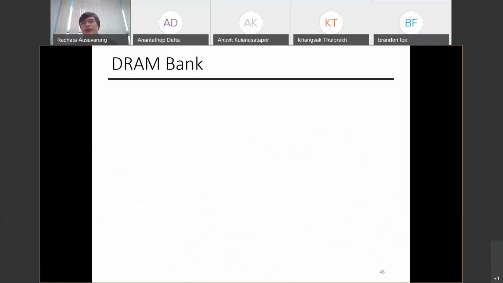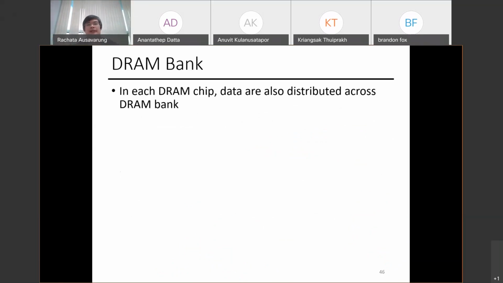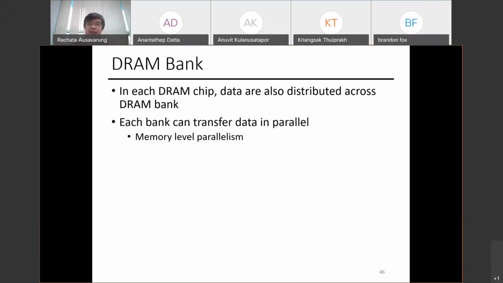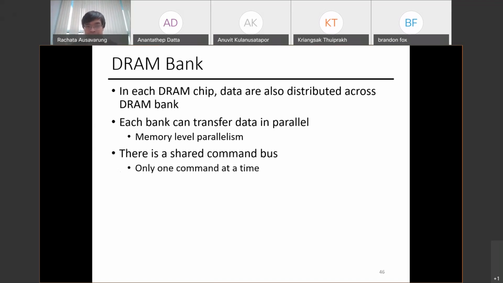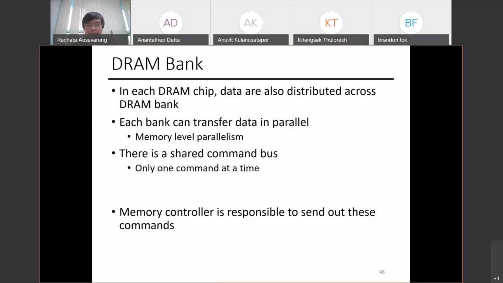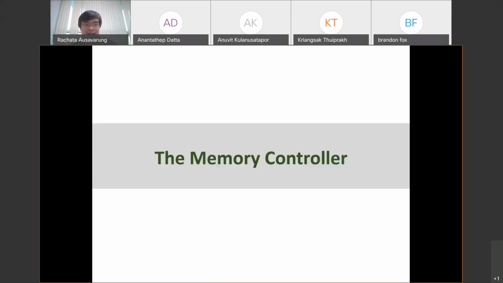All right, so let's go to the DRAM bank. A DRAM bank is inside the chip. Data is also distributed across all the DRAM banks, and they can transfer your data in parallel. This gives you what we call memory level parallelism. There's a shared command bus that only sends one command at a time, right? The memory controller is responsible for sending out these commands. Any questions before we go to the memory controller?